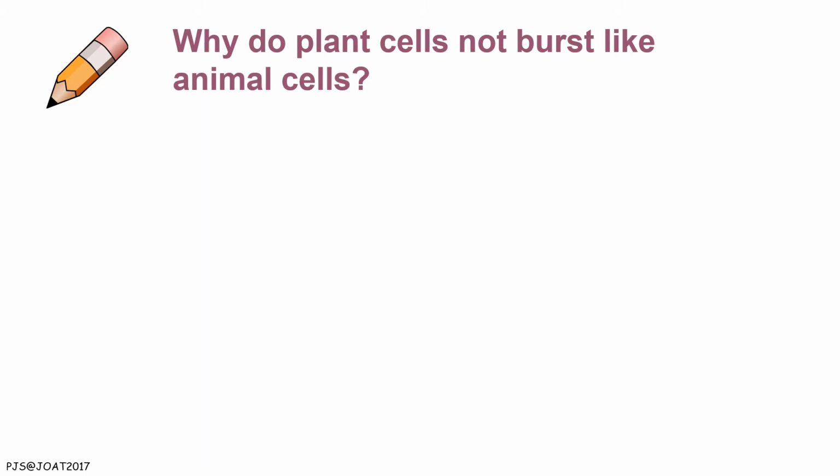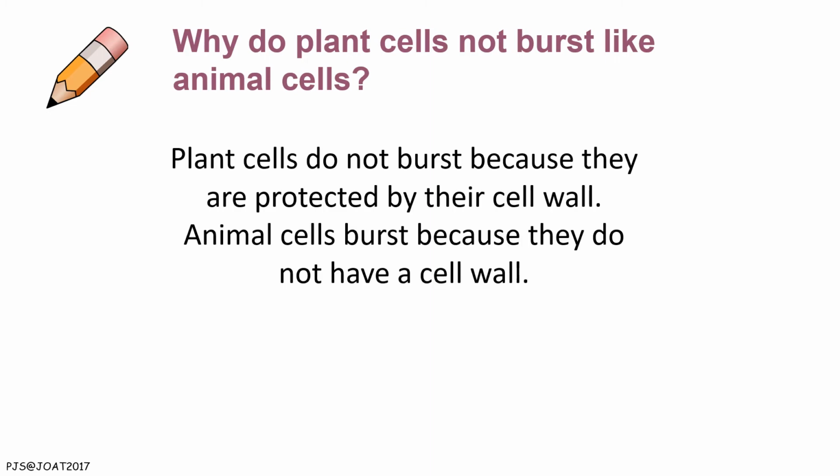So now you should be able to answer why do plant cells not burst like animal cells, and you should make a note of this. The reason being is plant cells have a cell wall, so they're protected by their cell wall. Animal cells don't have a cell wall, so they burst.